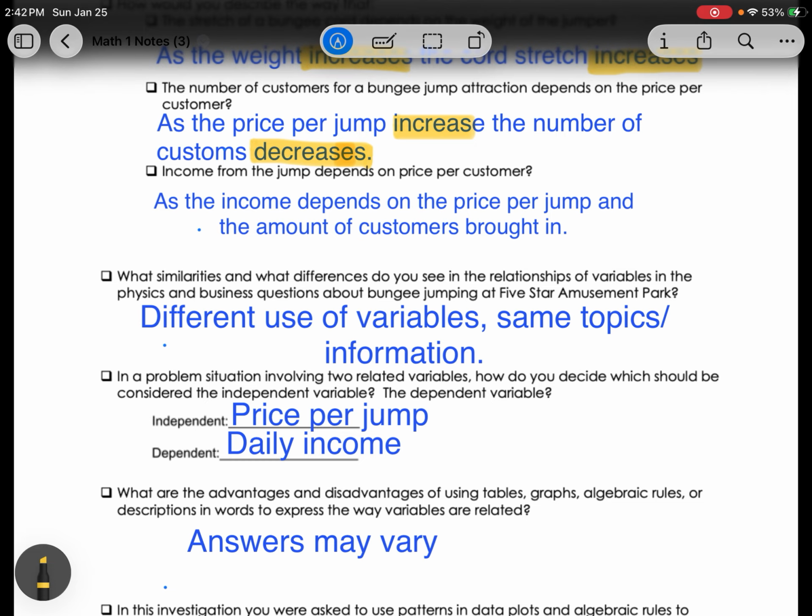And then, what similarities and what differences do you see between the relationship of variables and the problem? Well, we have different variables. We use the letters I, P, C. Oh no, that was an N. We used a lot of variables. We had similar topics because we were still talking about our business of the bungee cords. And some more information.